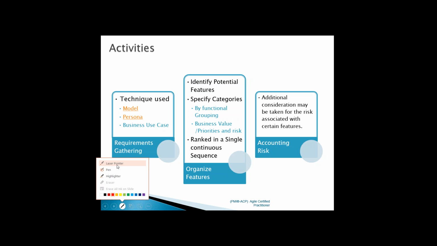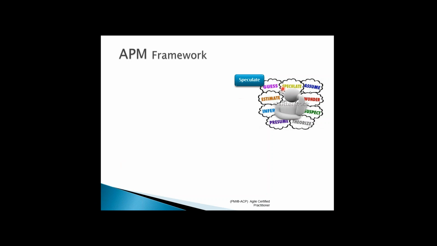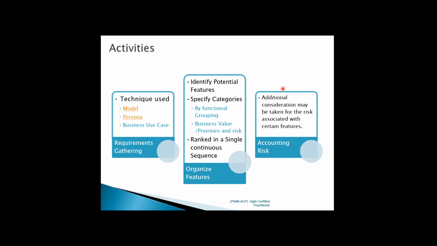Until yesterday, we have looked into the speculate phase, right? Now we are going to get into that phase and discuss the various concepts within it. We have already discussed model, but we are going to discuss it again. We are going to discuss persona, what we mean by extreme persona and things like that. We'll look into the business use case. These three are the techniques used in requirements gathering. And you know what requirements gathering is, right?